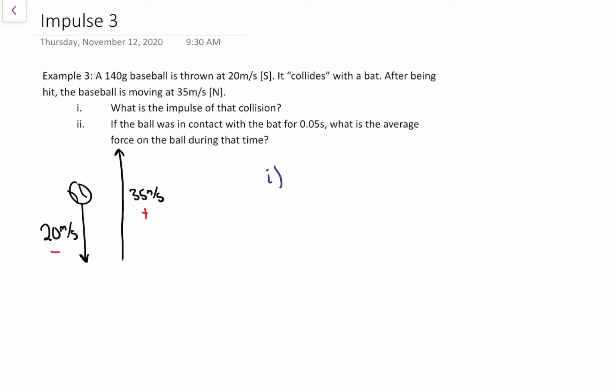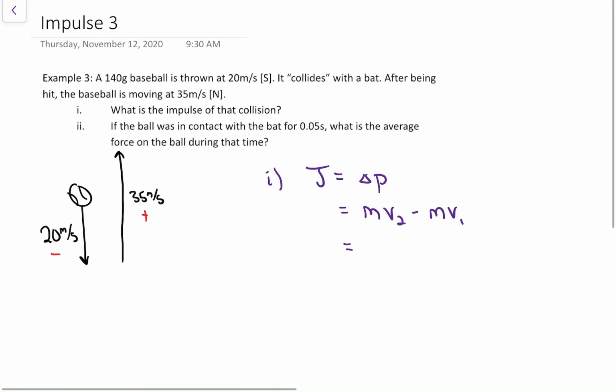Impulse has two versions of its equation. Because for this one we know a lot about mass and velocity, we're going to start with that. Impulse is equal to delta momentum. Mass isn't changing, so it's mv2 minus mv1.